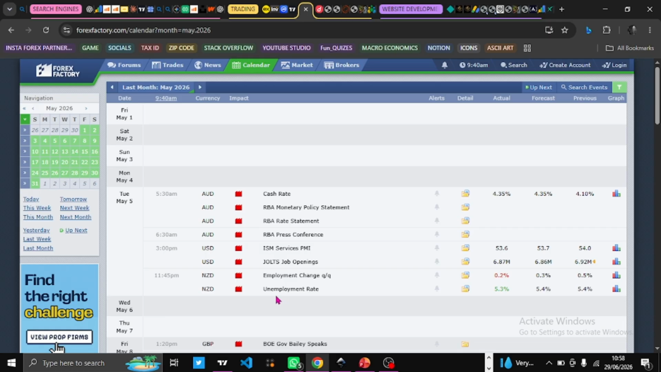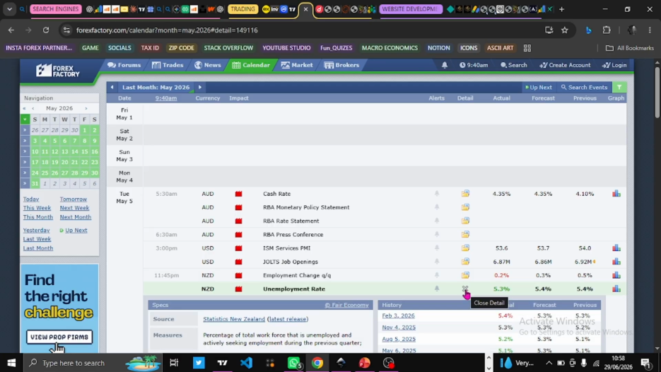Now for this very unemployment rate, it should be on Tuesday, May 5. Then the time should be 11:45 p.m. Then the currency should be NZD, and then the name of the news is unemployment rate. Now this one is very powerful. Now what about the details of it? When you click on this, you're going to be seeing the details of it.